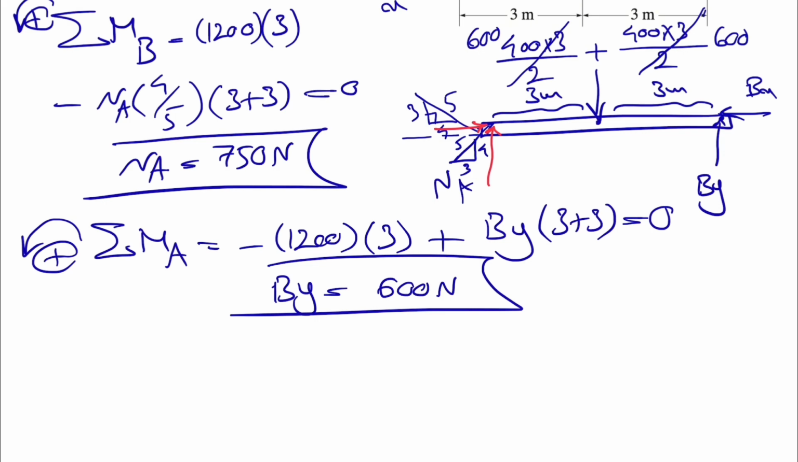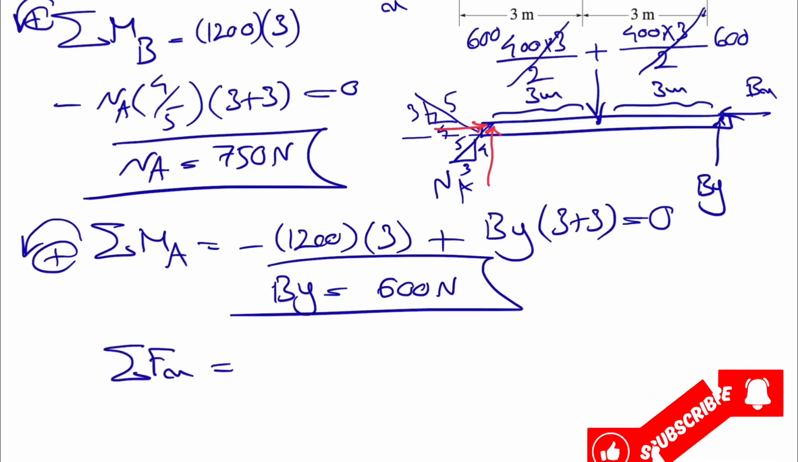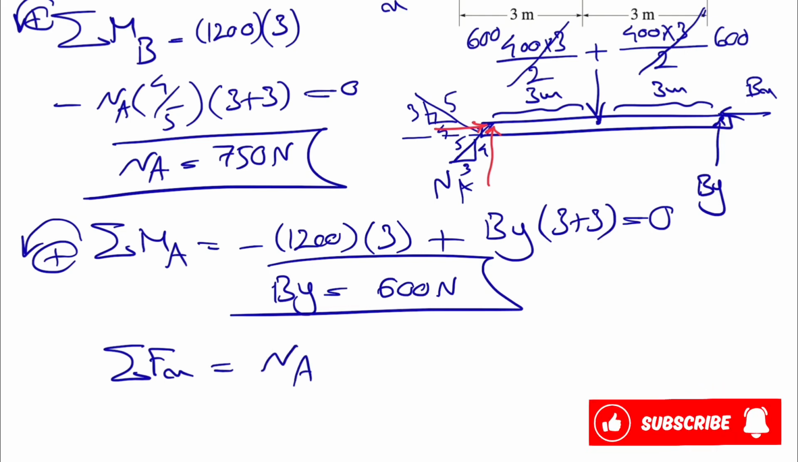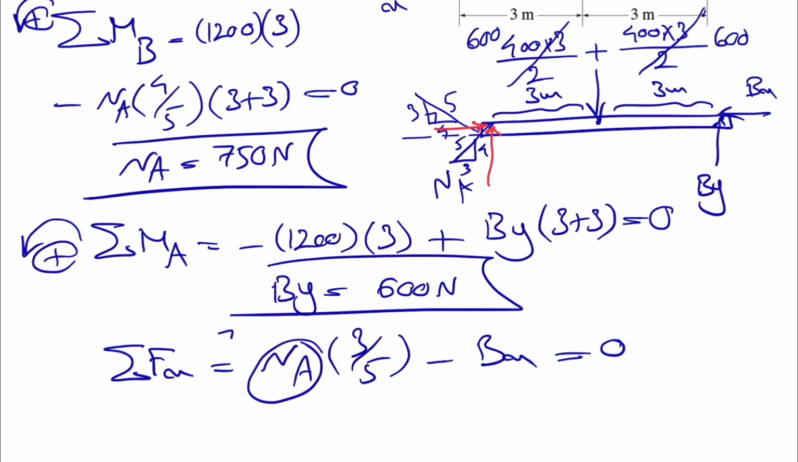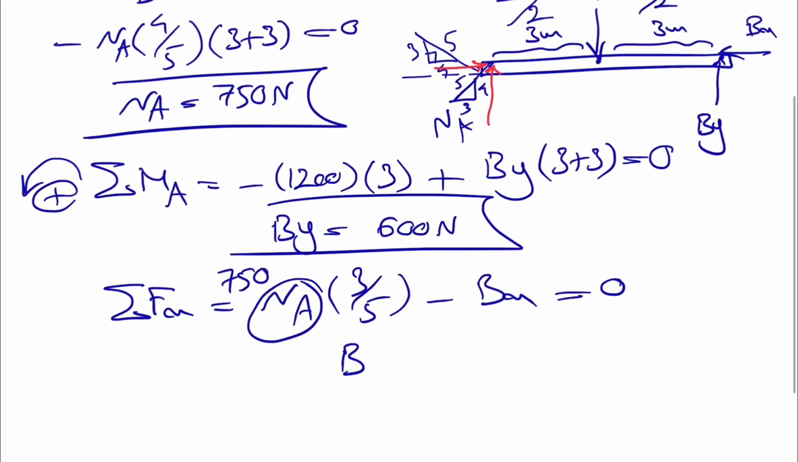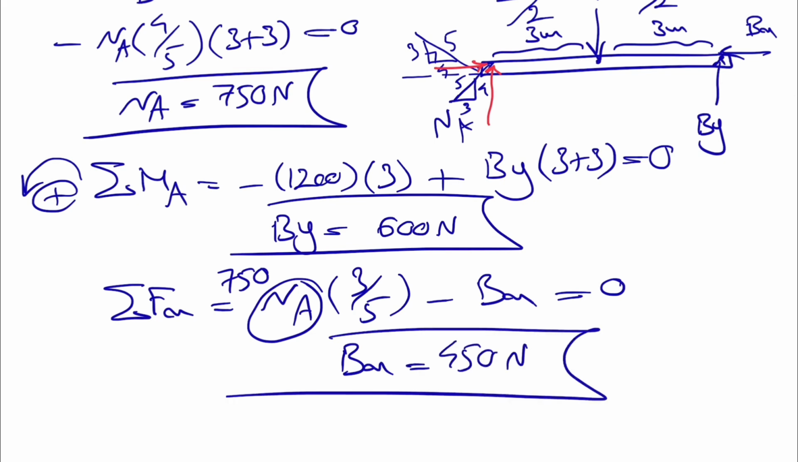So there is one more unknown left, which is BX. If we do the sum of all forces in the X direction, we can find the last unknown. We only have the X component of NA, which will be NA times, this time, 3 divided by 5. And we have BX in the negative direction, equals 0. We know NA is 750 Newton, so we can find BX as the last unknown. We'll get 450 Newton for BX.